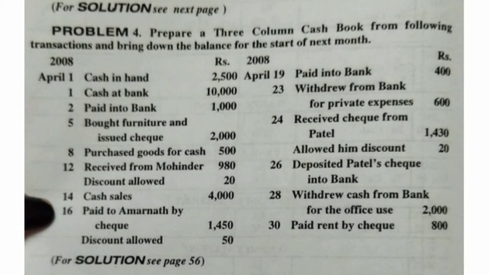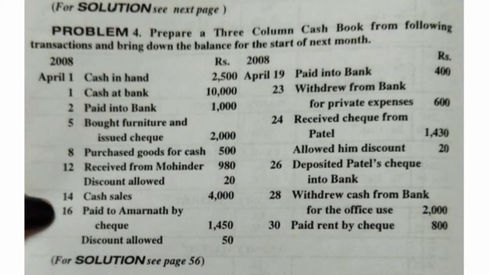Okay, received check from Patel, allowed him discount. We are receiving an amount of rupees 1430 and we are allowing discount rupees 20. Okay, we are receiving a check, right? So bank account debit, discount allowed account debit to Patel account. So bank account debit 1430, discount allowed account debit 20 to Patel account 1450. Okay, so bank is on the debit side. So on the debit side in the cash book to Patel, that is 1430 in the bank column and 20 rupees in the discount column.